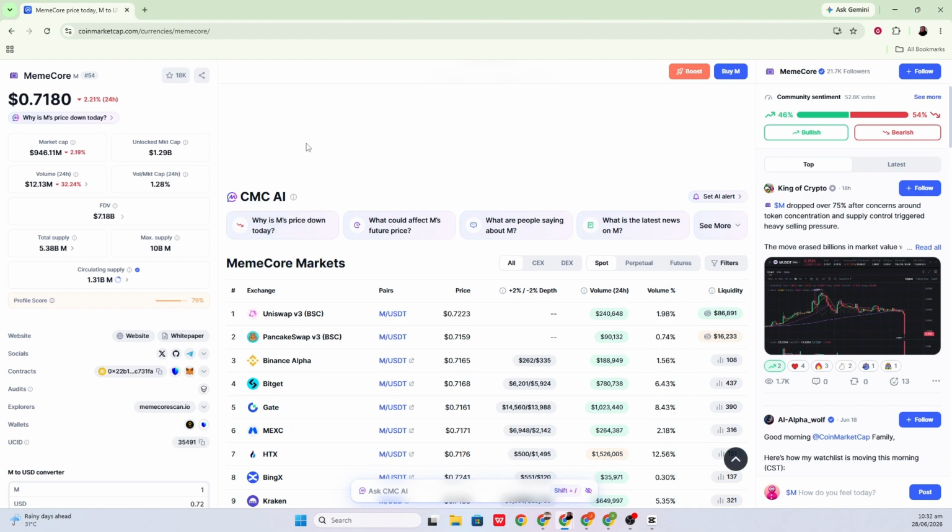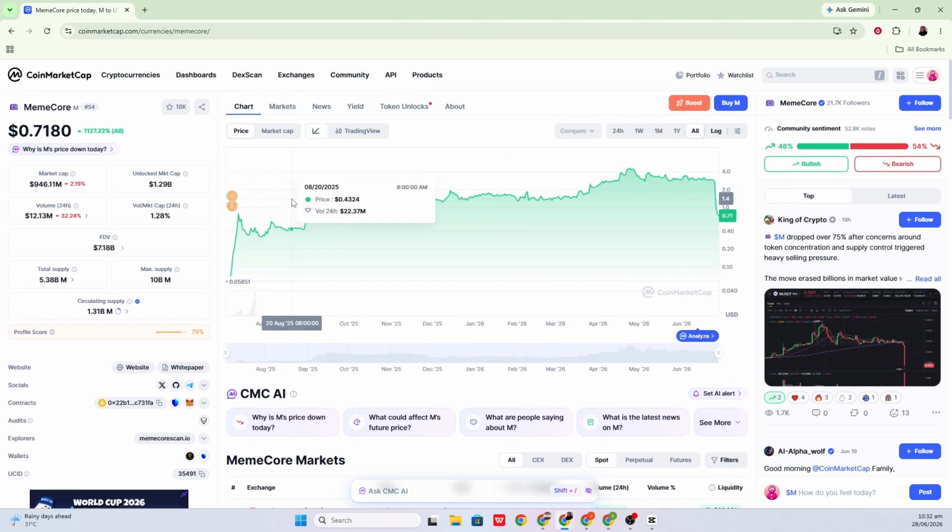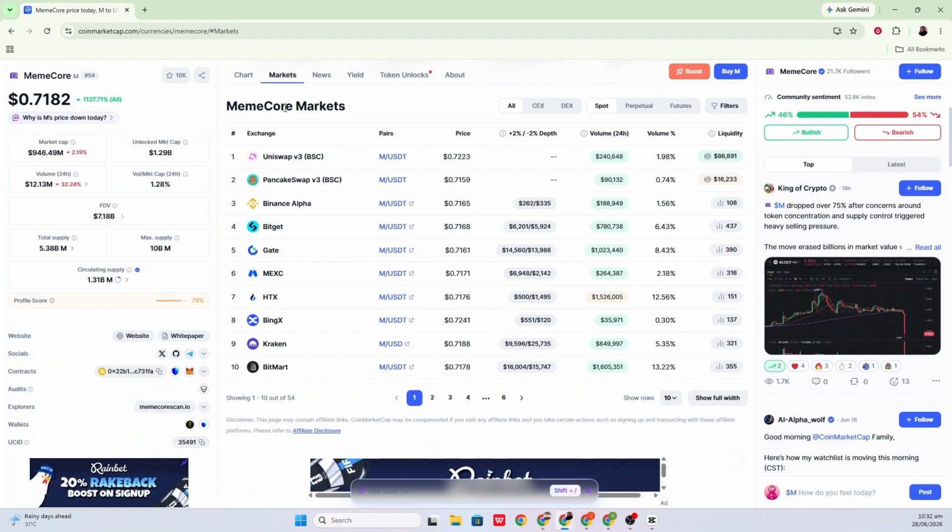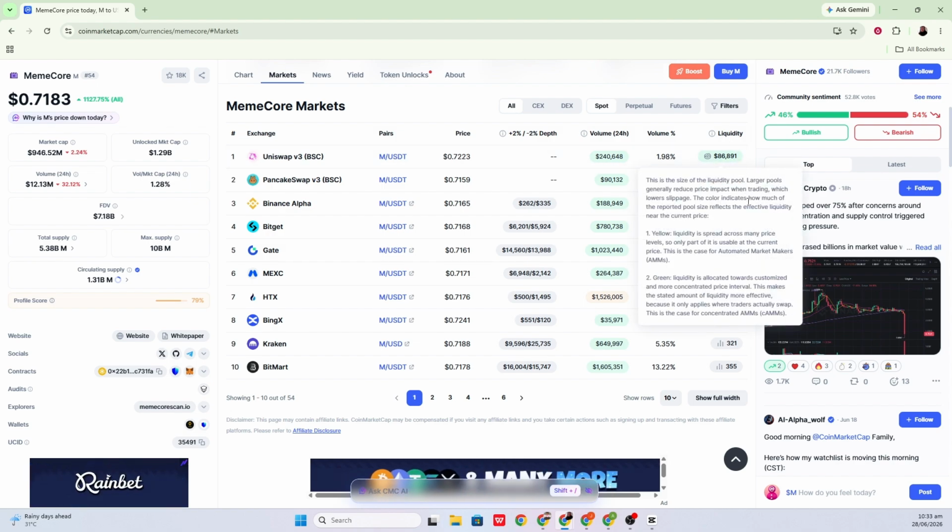Next, open the Markets tab on the same coin page. Check the liquidity score and the available trading volume across exchanges. Confirm that the token has sufficient liquidity and trading activity across multiple major exchanges.